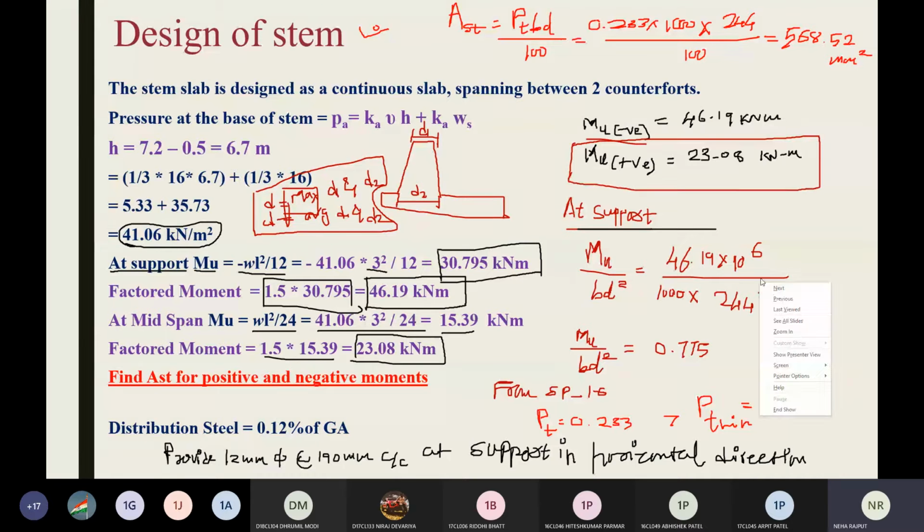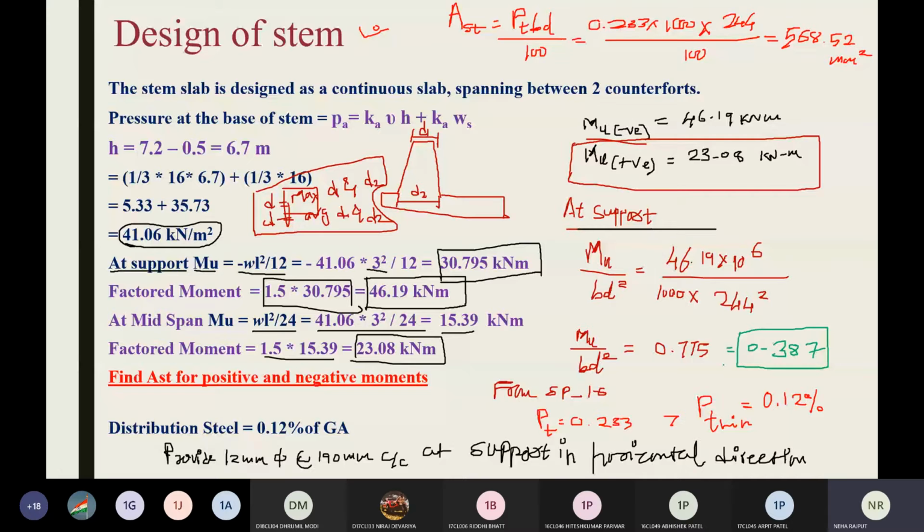In the same way you can find your mid-span reinforcement also. So I am just writing over here, this green color is my value for the mid-span. So for mid-span, Mu upon bd square is 23.08 into 10 raised to 6 divided by 1000 into 244 square. So that is 0.387. So Mu upon bd square for mid-span is 0.387.